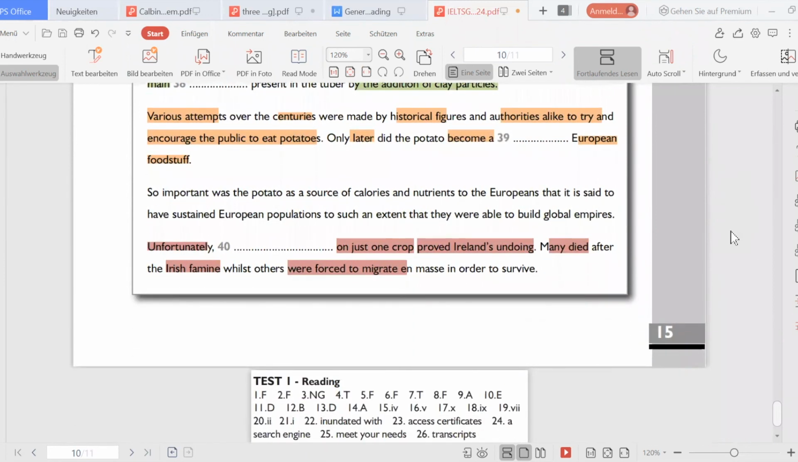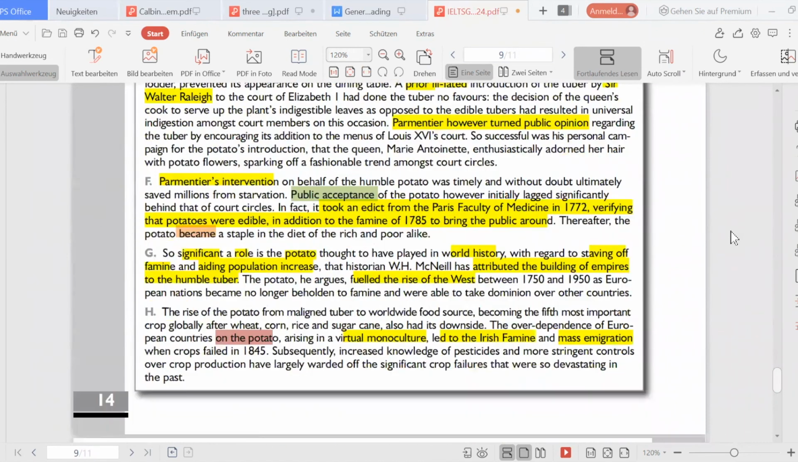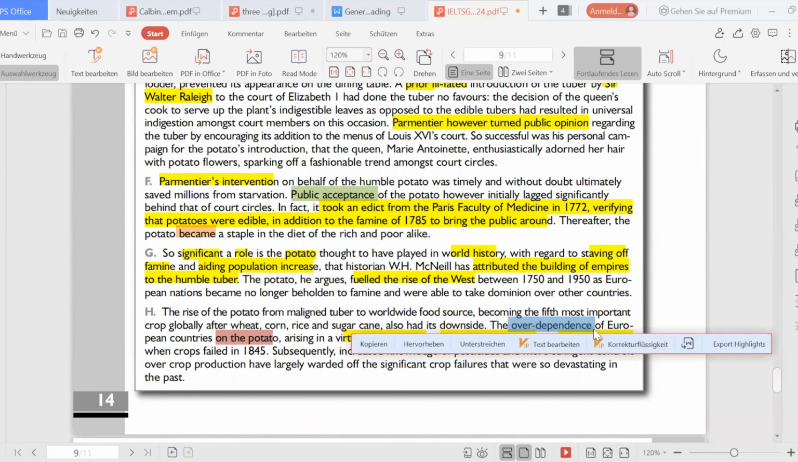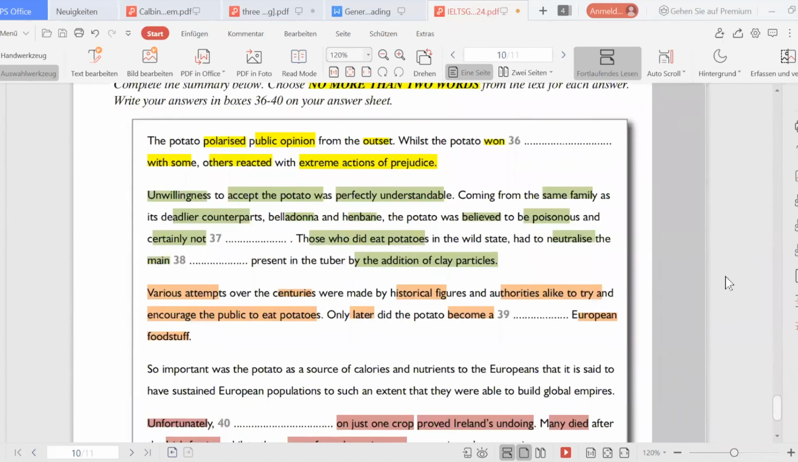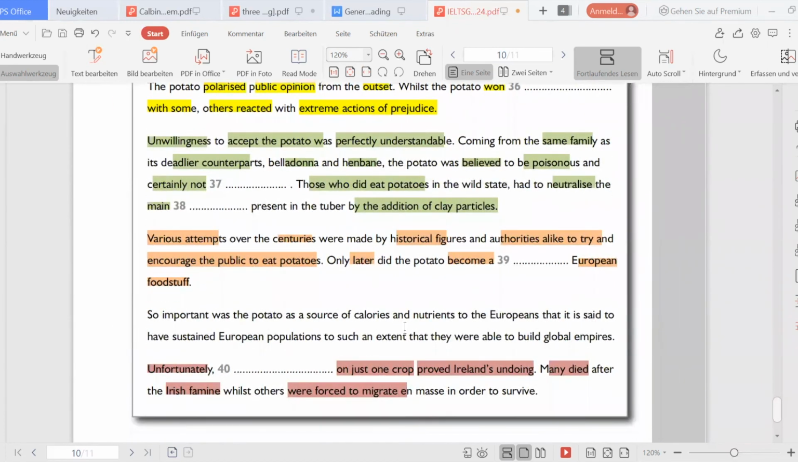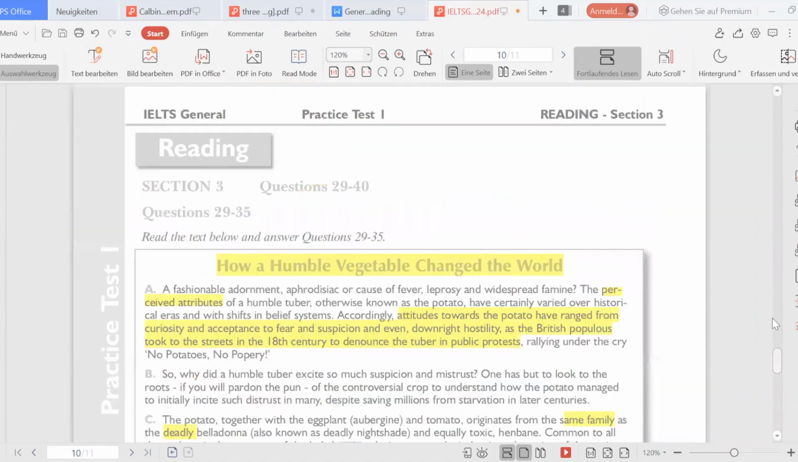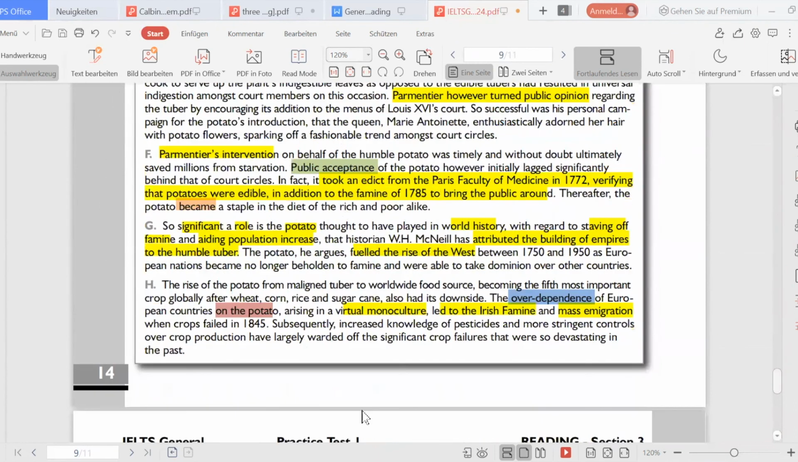Okay, so the last question, 40. Unfortunately, blank space on just one crop proved Ireland's undoing. So we know the talk about Ireland is in the last paragraph H, and the answer is overdependence, the overdependence of European countries on the potato. Unfortunately, overdependence on just one crop, which is the potato, proved Ireland's undoing. It means Ireland's ill fate, and that is the famine that was experienced in Ireland.